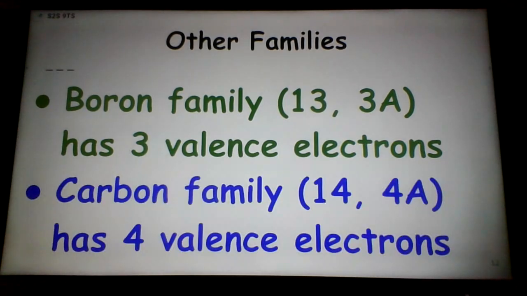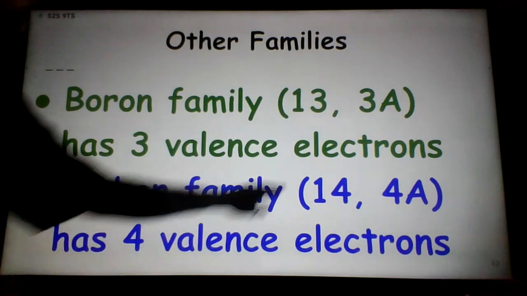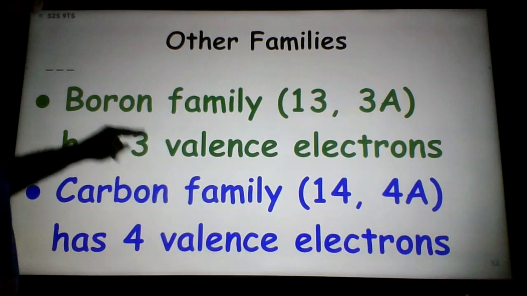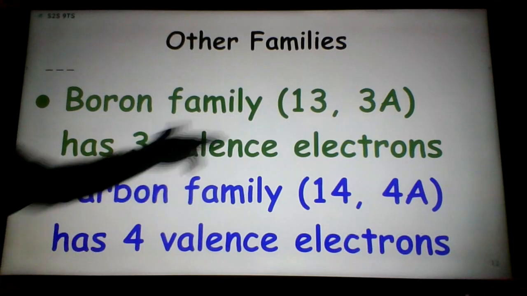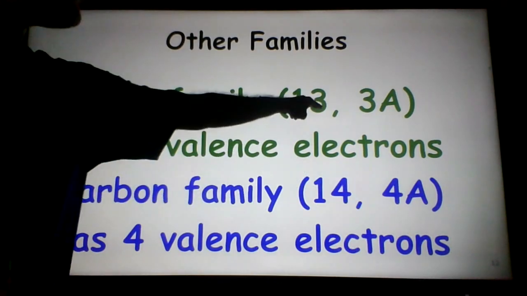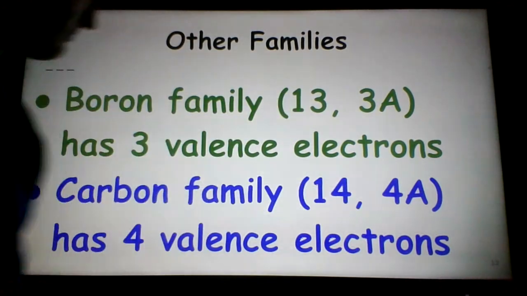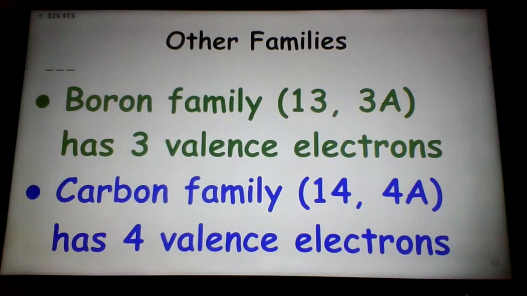Move over one to the right to the carbon family, group 14, or 4A, 4 valence electrons. So again, 3A, 3 valence electrons, 4A, 4 valence electrons. And even if you look at 13 and 14, 1, 3, 3 valence, 1, 4, 4 valence. So no matter which pair of numbers you use, 1 through 18 or 1A through 8A, you can figure out the number of valence electrons.